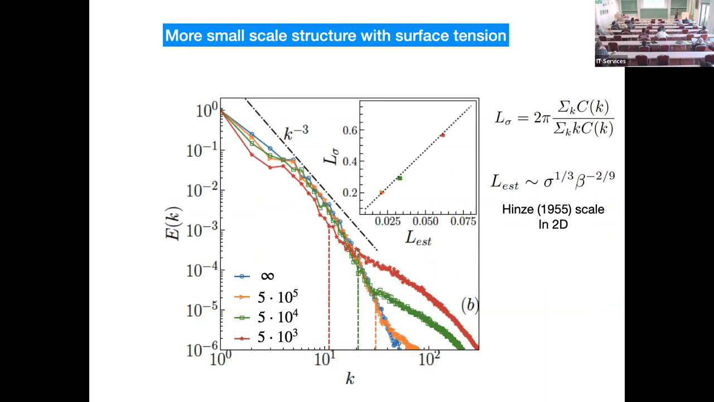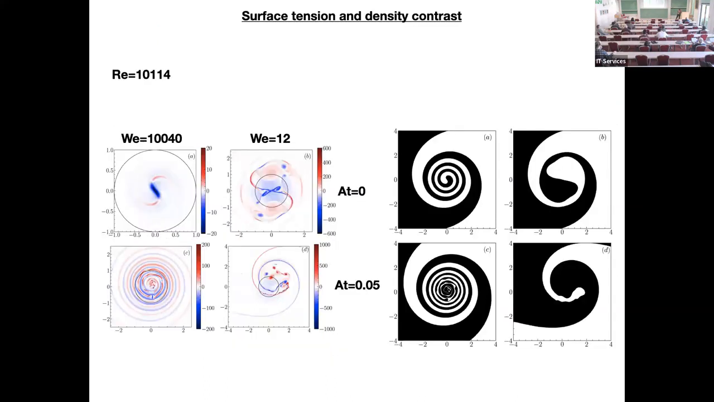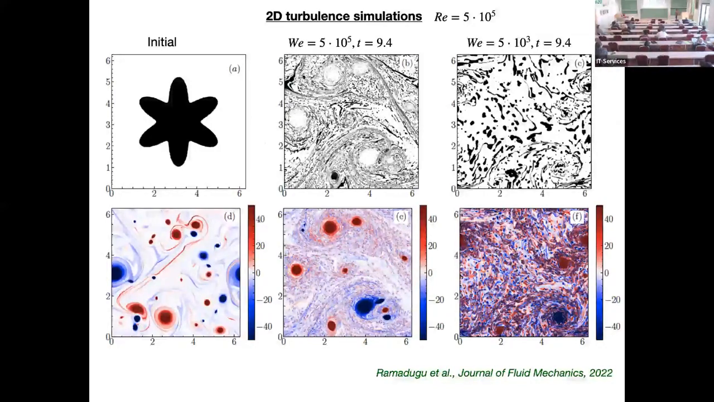And the Hinze scale, which is basically telling you how big a given blob is going to be. So if you look at this, you see that the interface, which started out like this, has peeled off into tiny bubbles of fluid 2 in fluid 1. And these bubbles have some characteristic size in this case and this case. So we can pull out that characteristic size and compare it to the Hinze scale.